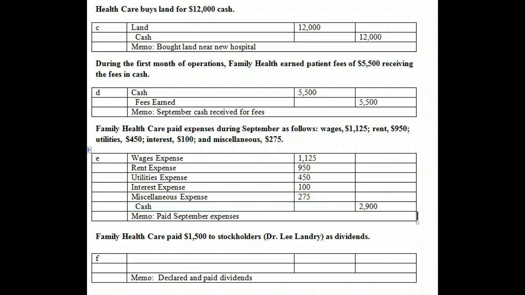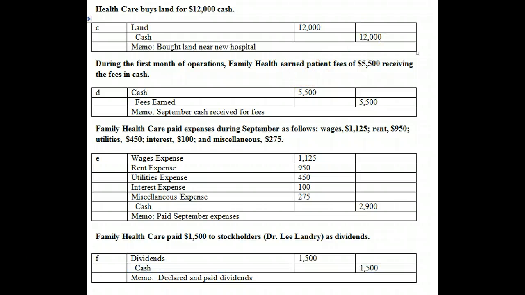And then finally, Family Healthcare pays $1,500 in dividends to Dr. Lee, the stockholder. I say dividends look like expenses, but they aren't. In other words, they're also recorded with debits just like expenses. But expenses are spent on the business to increase sales. Dividends simply return property to the shareholders. In this case, it returns cash. Cash decreases with credits. So we credit cash for $1,500 while we debit dividends for $1,500.